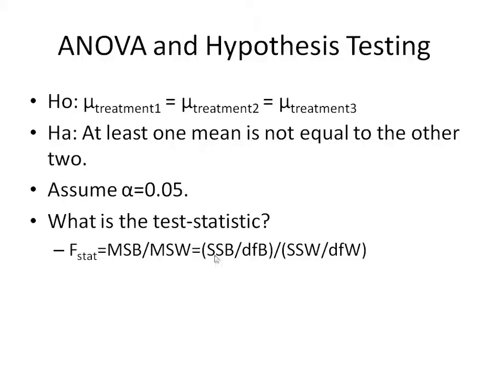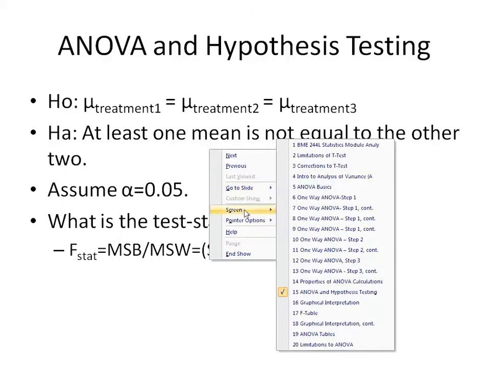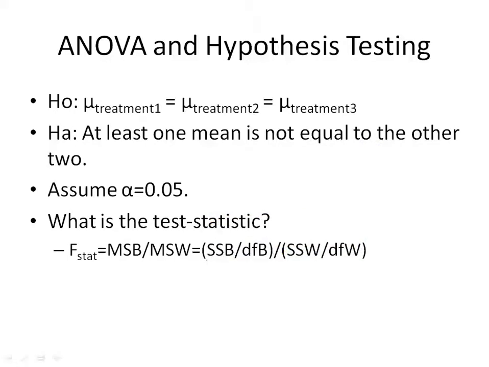And what that means is, the mean squared between is equal to the sum of squares between groups divided by the degrees of freedom between groups. And the mean squared within groups is equal to the sum of squares within divided by the degrees of freedom within. We already know all these, so it's very easy to calculate an F statistic because of what we did in the previous video.